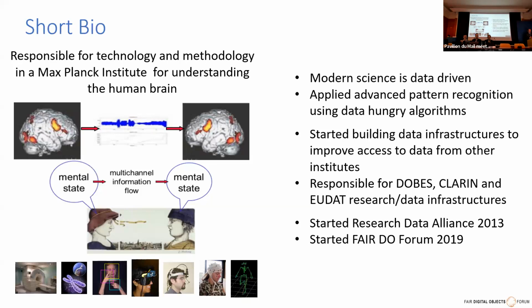Since it was very difficult for us to get data, we started being responsible for data infrastructure or research infrastructure, so international and European ones. I mentioned here DOBES, CLARIN, and EUDAT. So large infrastructures, all with the intentions to increase interoperability, to increase the FAIR principles, although at that time we didn't know anything about the FAIR, the four letters.